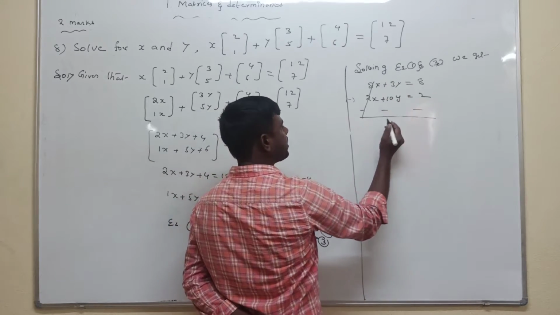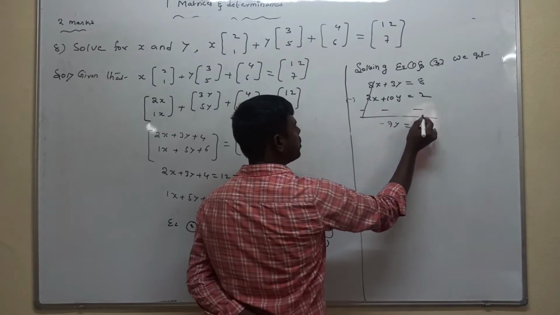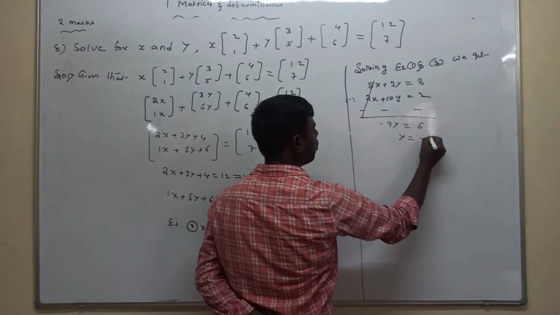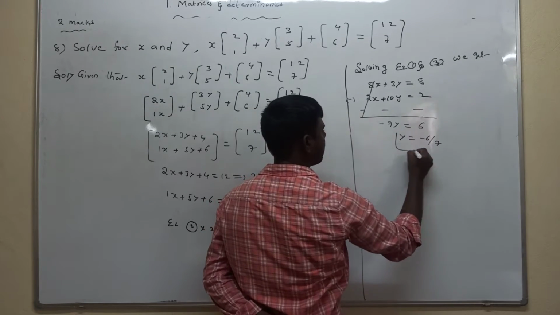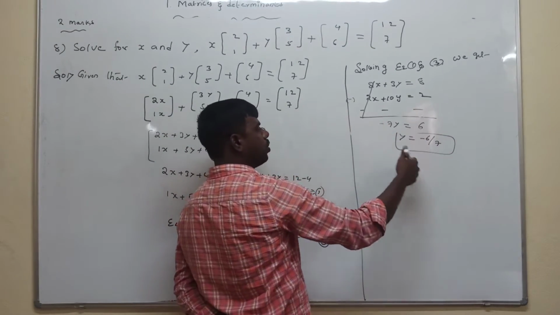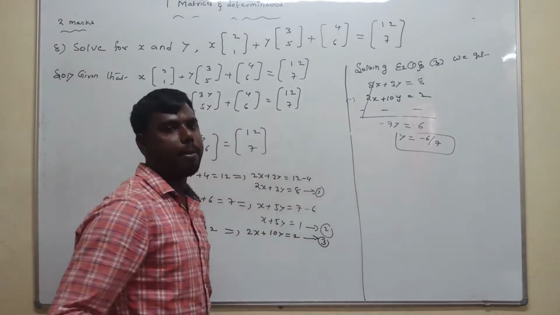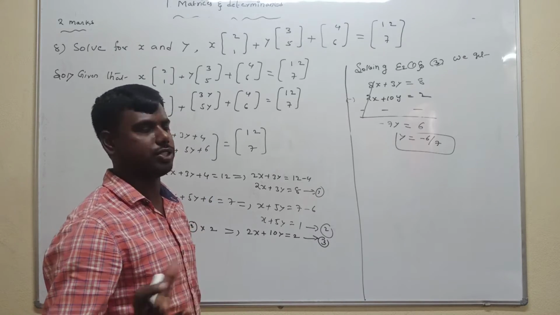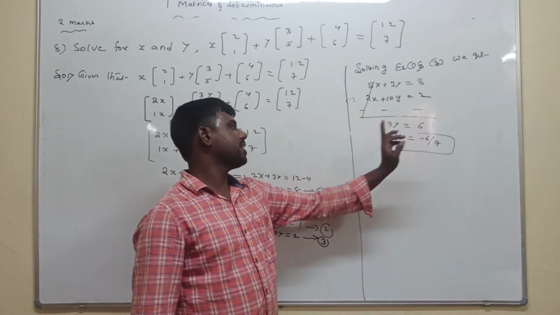3y minus 10y is minus 7y, is equal to 8 minus 2, that value is 6. So y is equal to minus 6 by 7. The minus 7 goes to the denominator, 6 by minus 7. The minus you should write in the numerator, the value does not change. So the y value is minus 6 by 7.